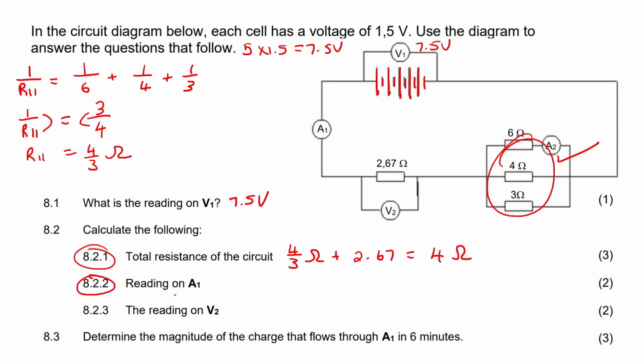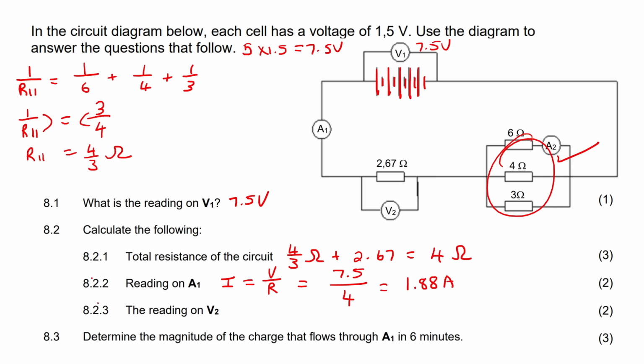This question says, what is the reading on A1? We know that to calculate current, we use I equals V over R. If we use the total voltage in the circuit, which is 7.5, then you have to use the total resistance in the circuit, which luckily we've just calculated was 4. So if we round that to 2 decimal places, that'll be about 1.88 amps.